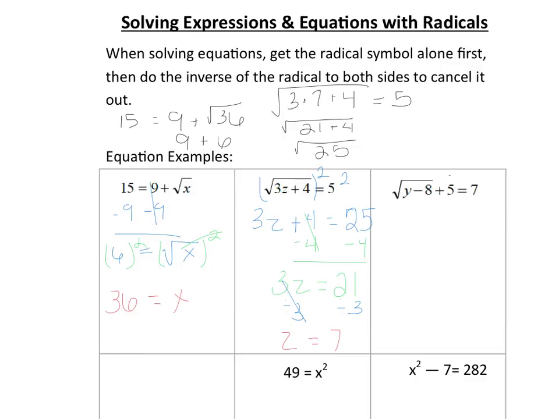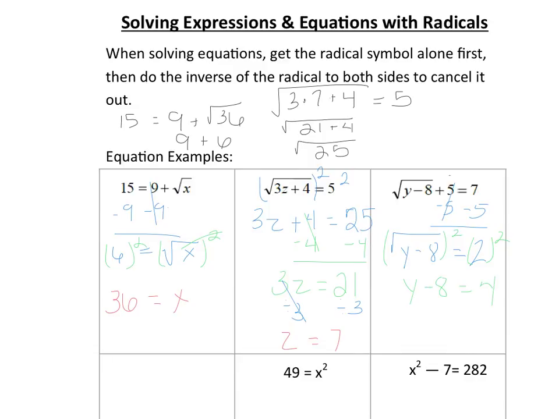Looking at the third one, the square root of y minus 8, then added to 5, is going to equal 7. So first, to get the radical symbol all by itself, we take away 5 from both sides. So the square root of y minus 8 is going to equal 2. The reason it equals 2 is because we made that zero pair with the 5 and took away 5 from both sides. To get rid of the radical, we square both sides. And we have y minus 8 is equal to 4.